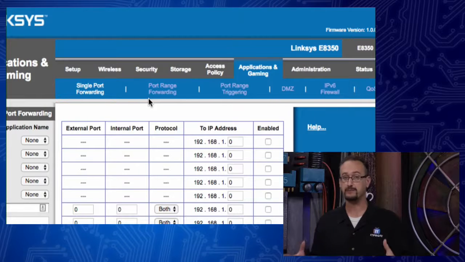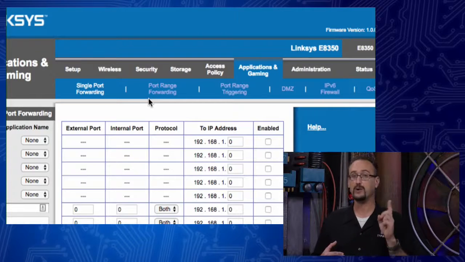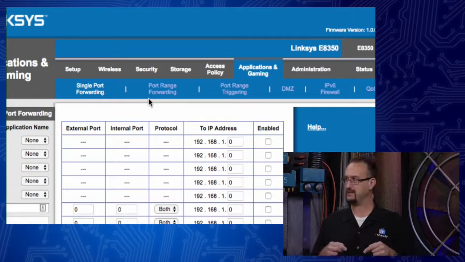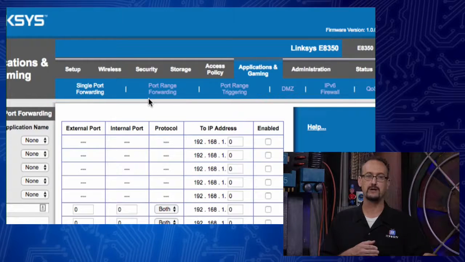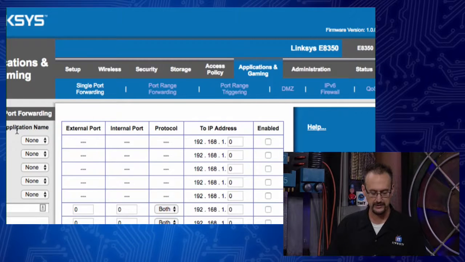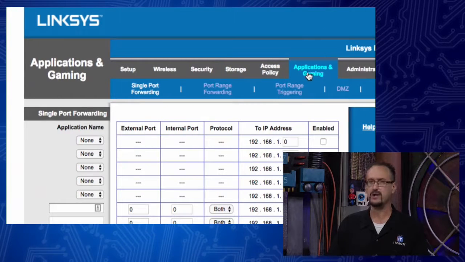If I've got 5 computers within my internal network and only one of them is my gaming rig, then I want to make sure that all of that gaming traffic goes straight to that computer and doesn't go to any other computers. So we can do port forwarding here, and on your home routers you'll usually find it under application and gaming. I just happen to be in Linksys.